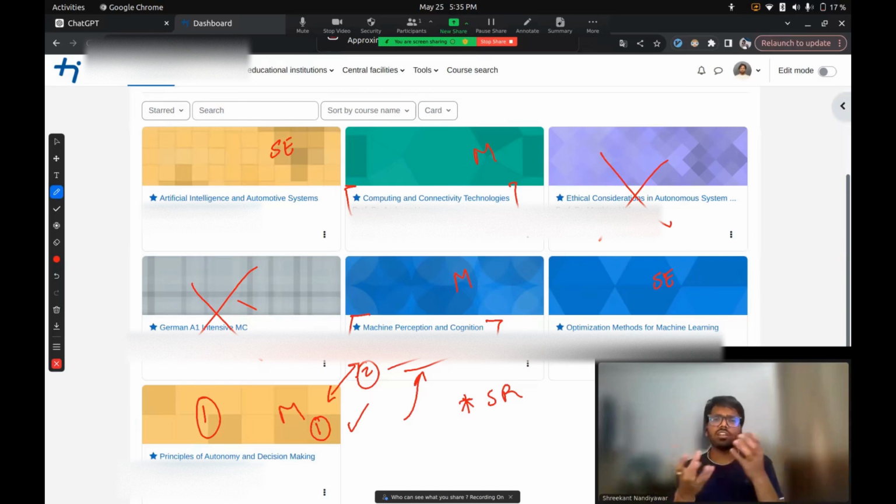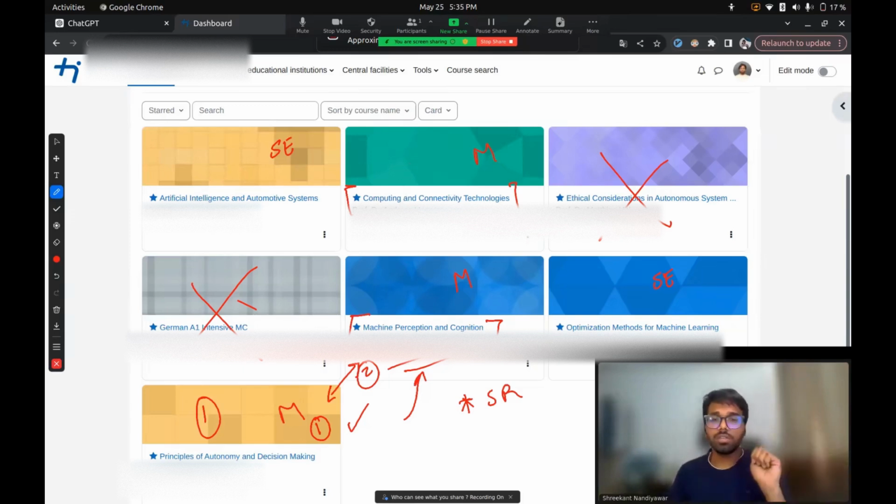It is very interesting when you physically try to implement this knowledge. So for me at least, that's the best and most interesting subject. This was about computing and connectivity technologies. So we are done with the 3 mandatory subjects.